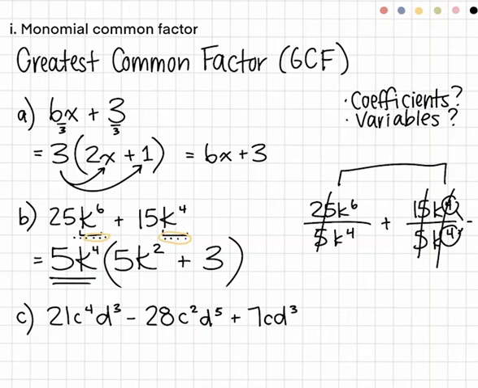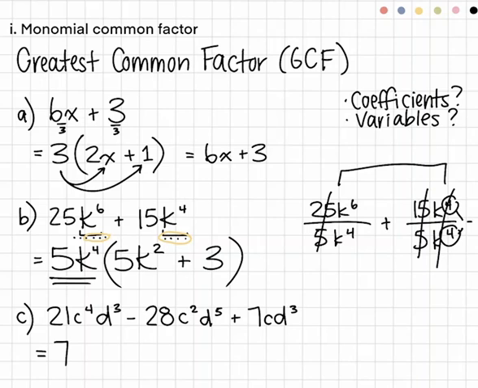We have to ask ourselves, is there a greatest common factor here? What is the greatest common factor between all these terms? Let's look at the coefficients first. I see 21, 28, and 7. So I know that I have a common factor, and that common factor is 7, and it's also the greatest common factor. So let's go ahead and pull that out in front of the brackets here. But now I need to look at my variables.